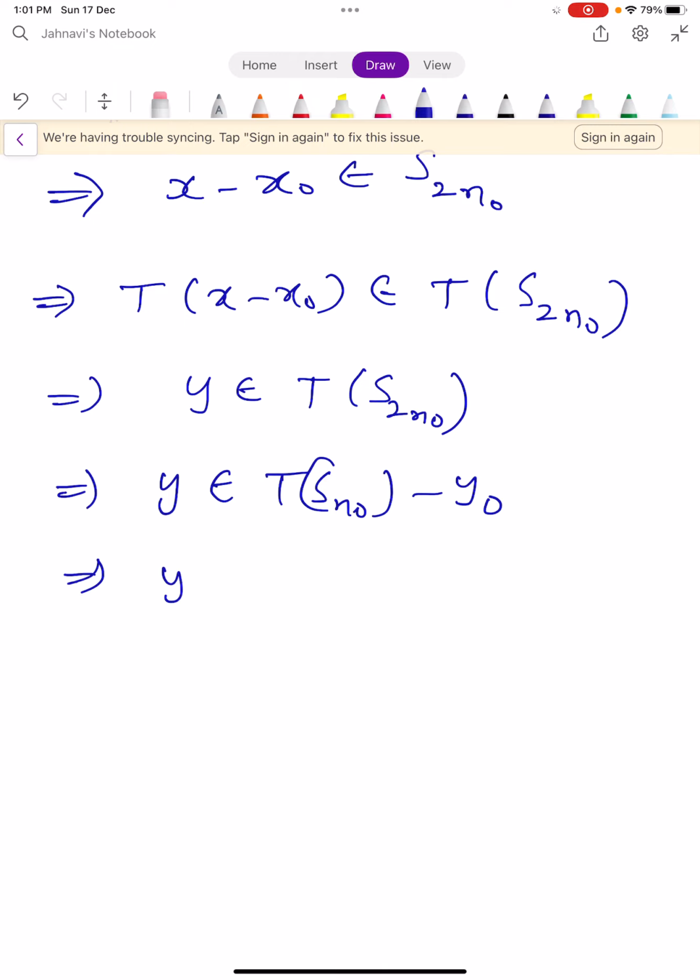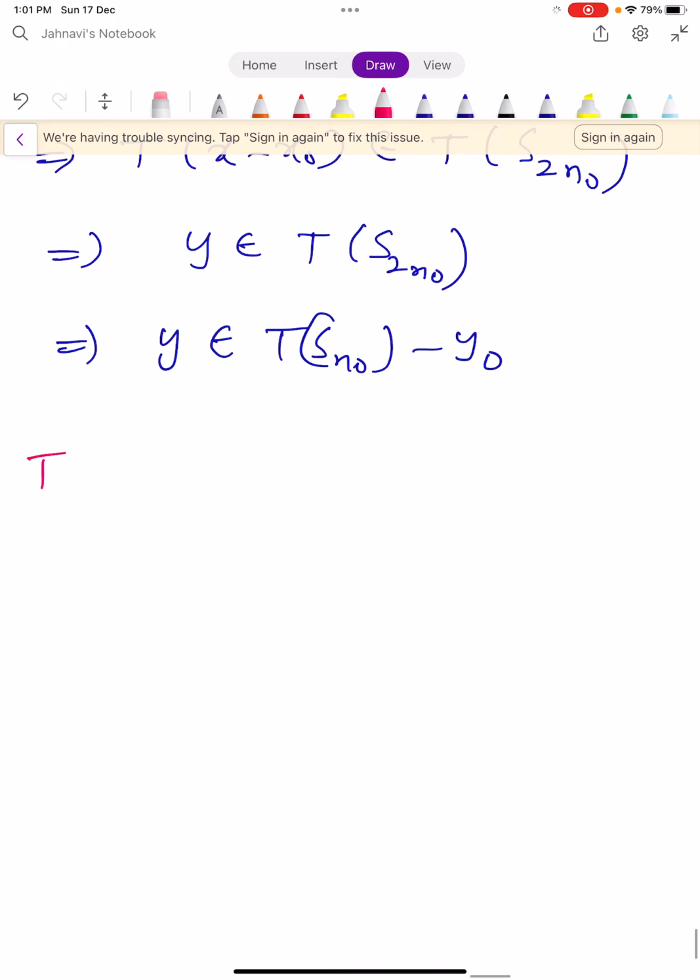So this shows y belongs to T(S_n0) minus y naught, which implies T(S_n0) minus y naught is a subset of T(S_2n0). That is the point.